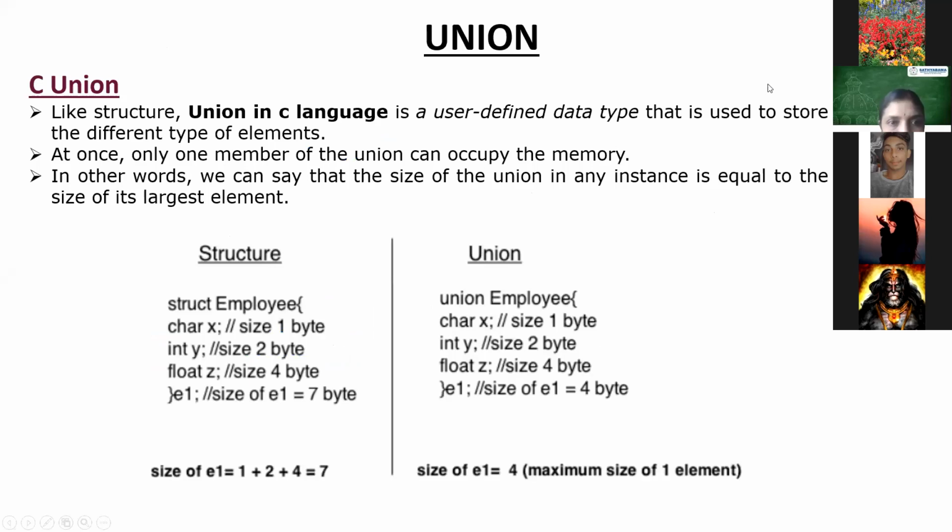Like structure, union is a user-defined data type that is used to store different types of elements, right? At once, only one member of the union can occupy the memory. In other words, the size of the union in any instance is equal to the size of its largest element. See here, now character, what is the size? I have it over here as 1 byte. For the integer, 2 bytes. For the float, 4 bytes.